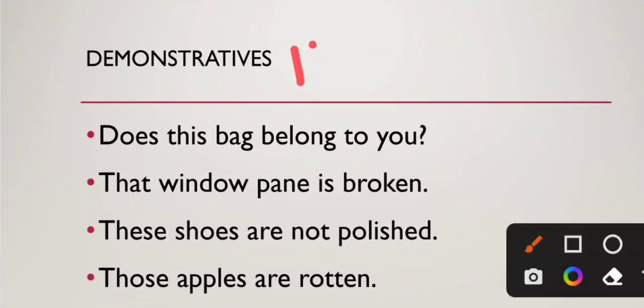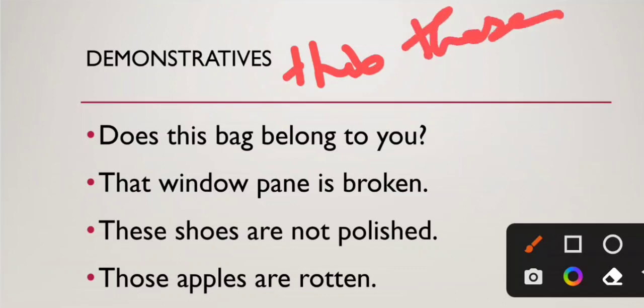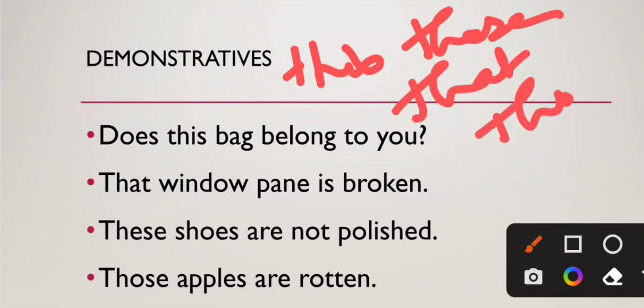Demonstratives. What are demonstratives? This, these. The plural of this is these. That, those. So they are demonstratives. This or these refer to things which are nearby, and that or those refer to things which are far away. So they are also modifiers. "Does this bag belong to you?" So this modifier is describing the noun bag.